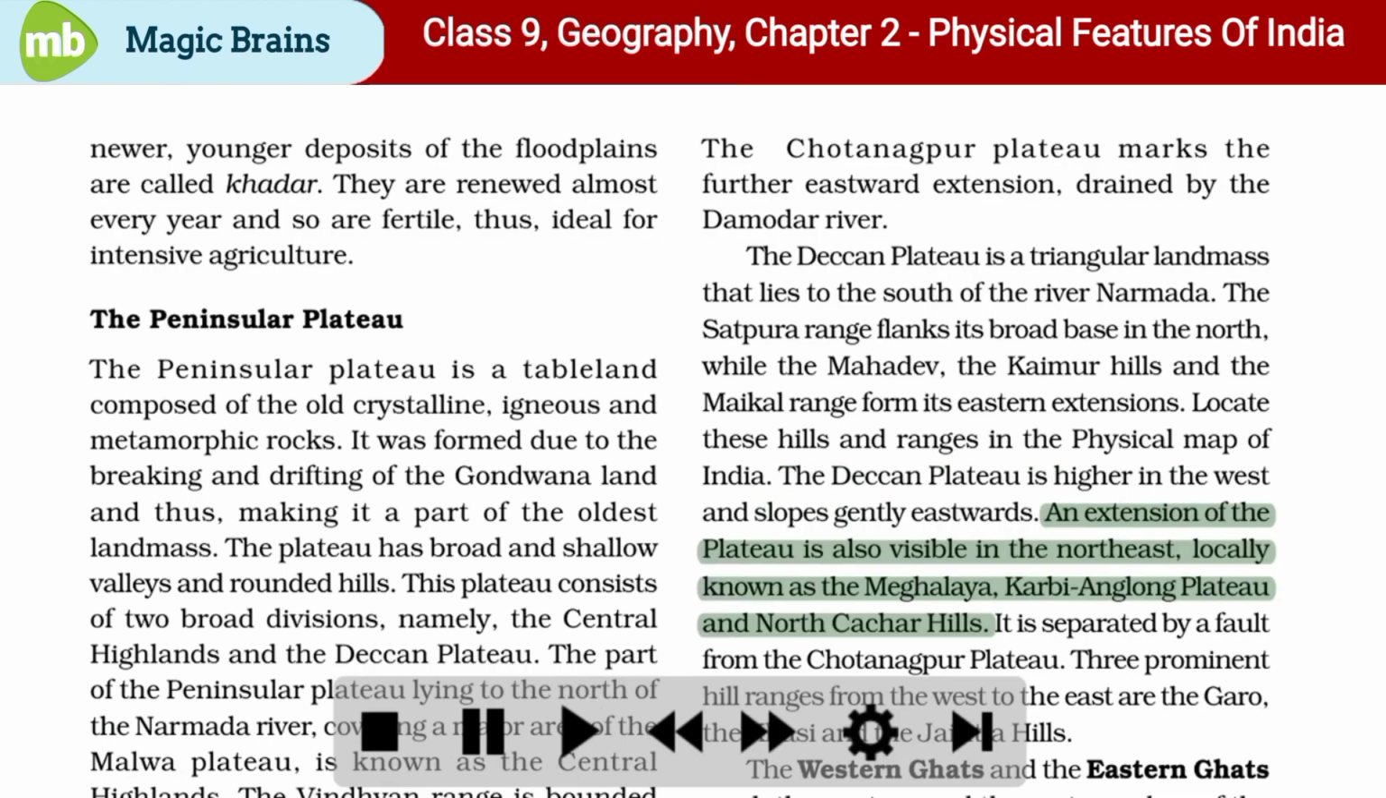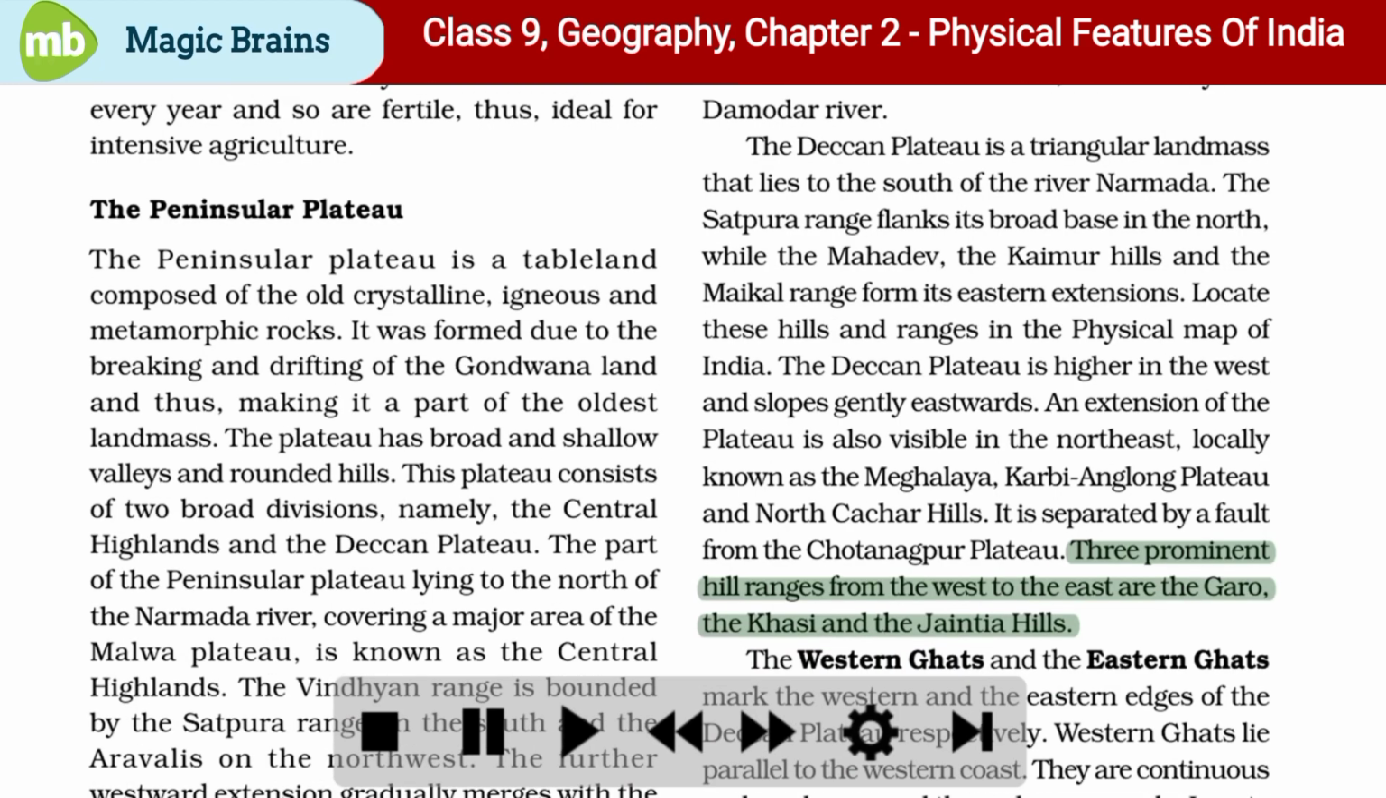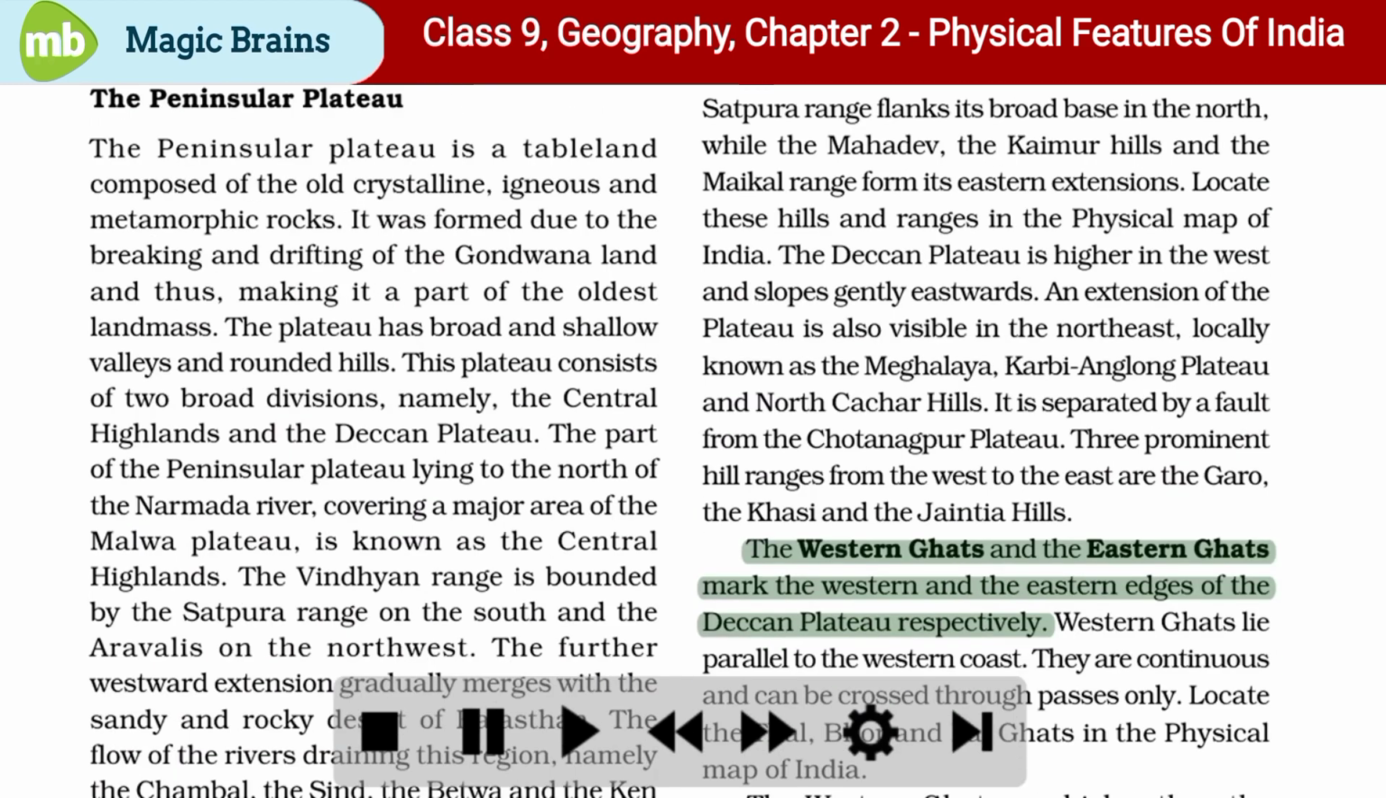An extension of the plateau is also visible in the northeast, locally known as Meghalaya, Karbi Anglong Plateau and North Cachar Hills. It is separated by a fault from the Chotanagpur Plateau. 3 prominent hill ranges from the west to east are the Garo, the Khasi and the Jaintia Hills. The Western Ghats and the Eastern Ghats mark the western and the eastern edges of the Deccan Plateau respectively.